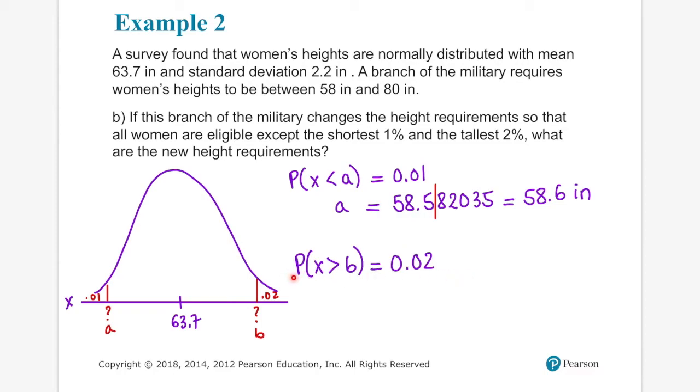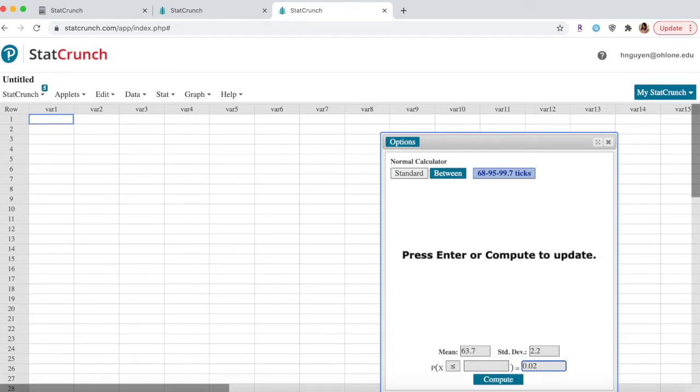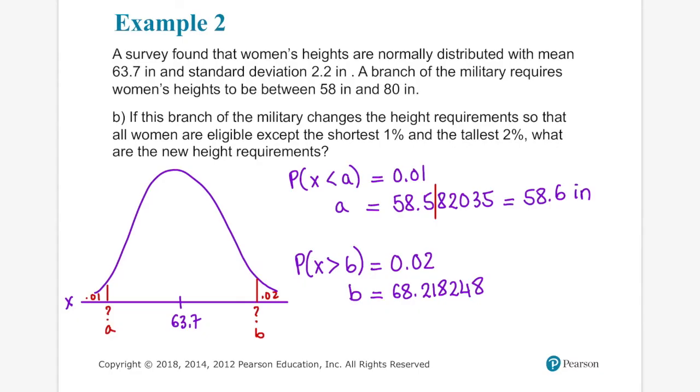To find B, I'll just write down the relationship. Probability of x greater than B equals 0.02, and I want to look for that B. To find B, I'll change the probability to 0.02 and convert that into greater than. This is my B. And I'm going to round it to 1 decimal place. So to exclude the shortest 1% and the tallest 2%, I can take any woman with heights from 58.6 inches all the way to 68.2 inches.